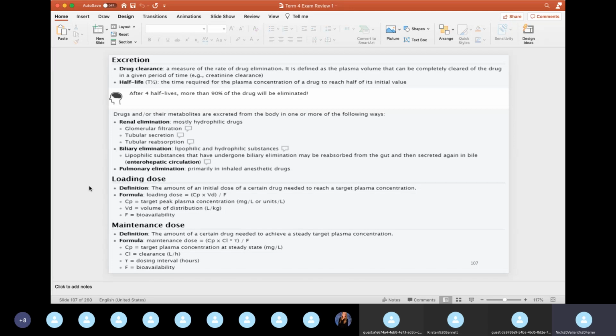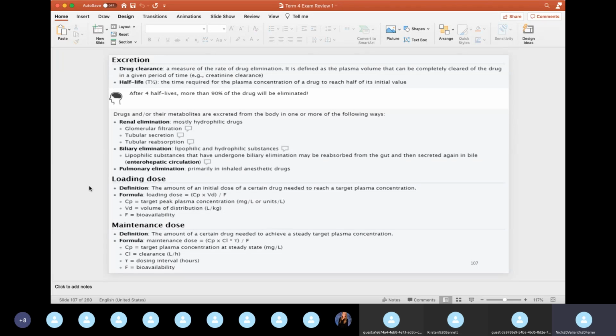Now, high yield loading dose versus maintenance dose. What's the difference? Loading dose depends on VD, your volume of distribution, okay? Not venereal disease. Loading dose, VD. Maintenance dose depends on clearance, your CL.